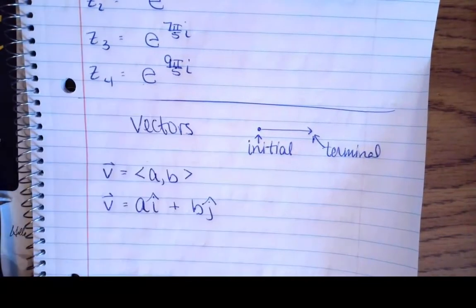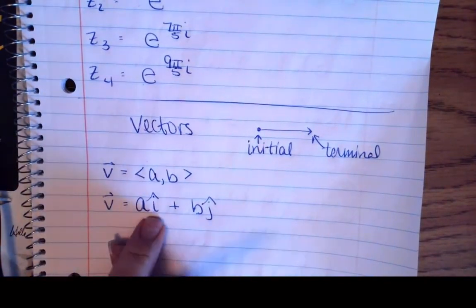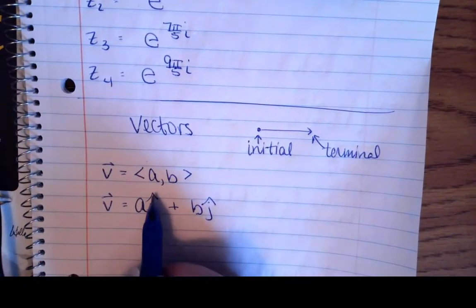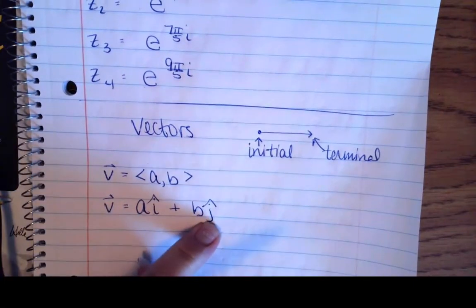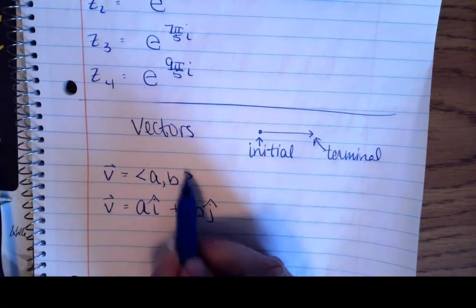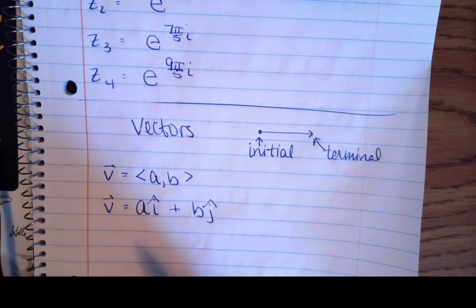So I can have vector v, and then I've got components. So this is my horizontal component, and I know it's horizontal because i tells me it's horizontal. And I know that this is vertical because j tells me it's vertical. Or I can write it as <a, b>. So these are just little sideways brackets. And again, they look like the greater than, less than symbols, but they're not. They're brackets that tell you that this is a vector.